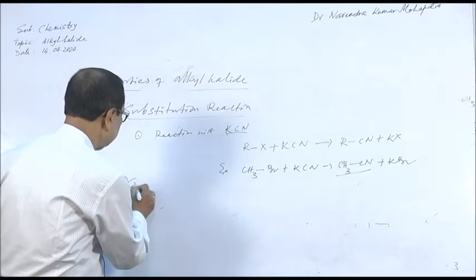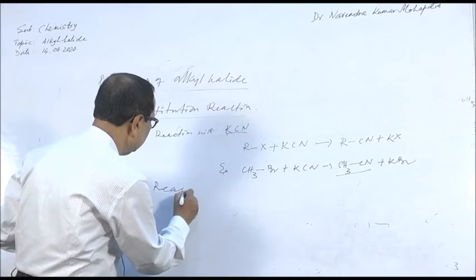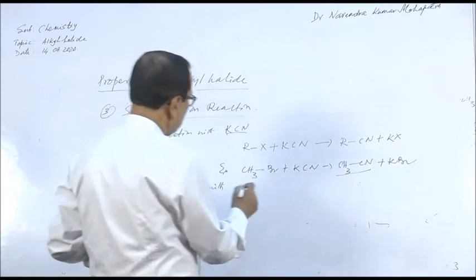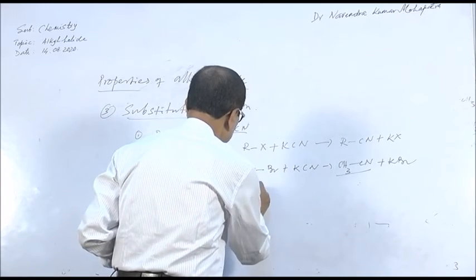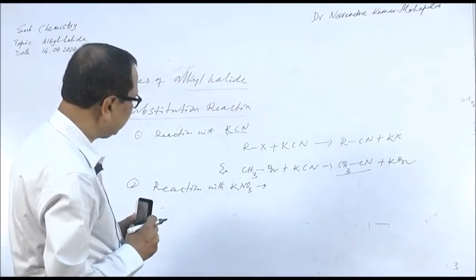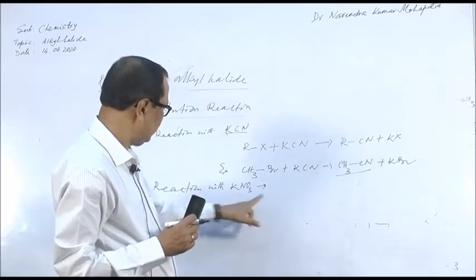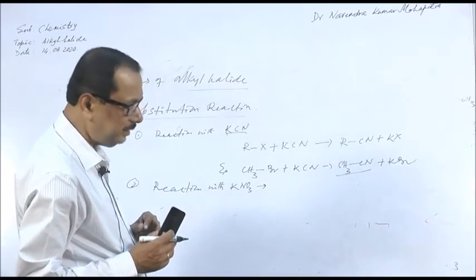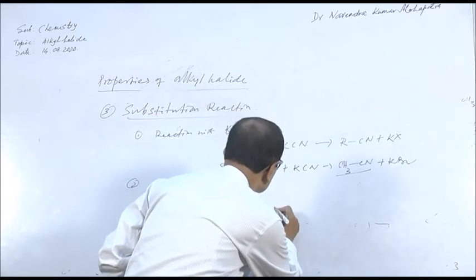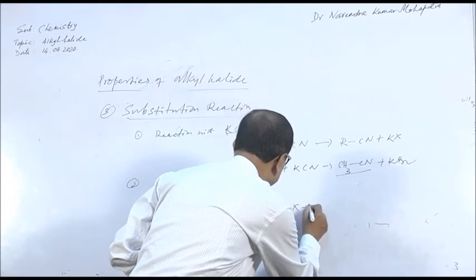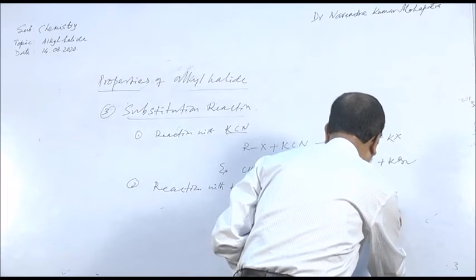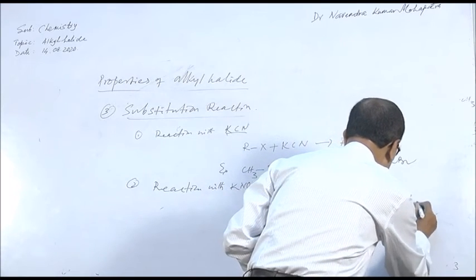Second substitution reaction is reaction with potassium nitrite. When alkyl halide is treated with potassium nitrate, we get alkyl nitrate. That means RX plus KNO3 gives you RNO3 plus KX.